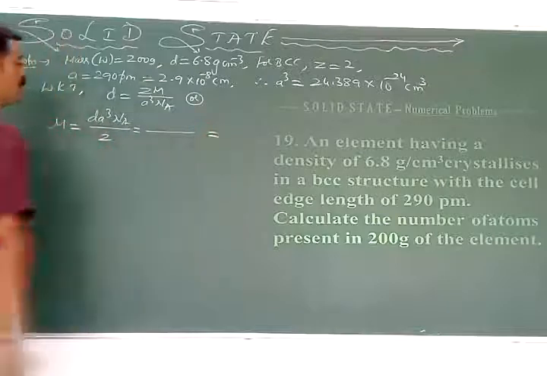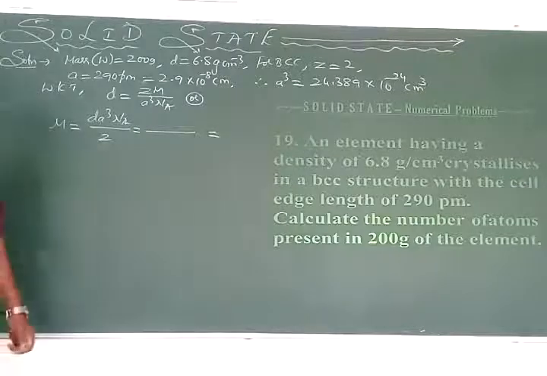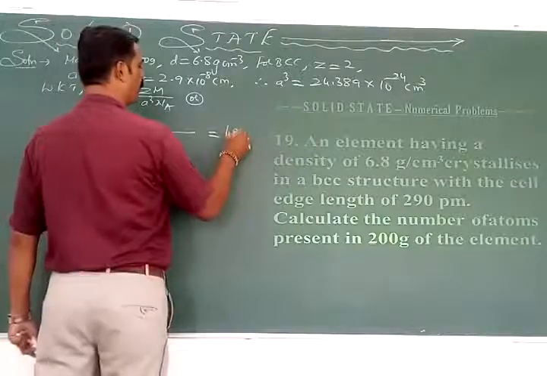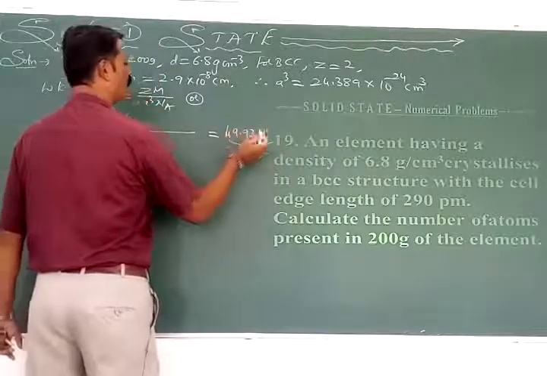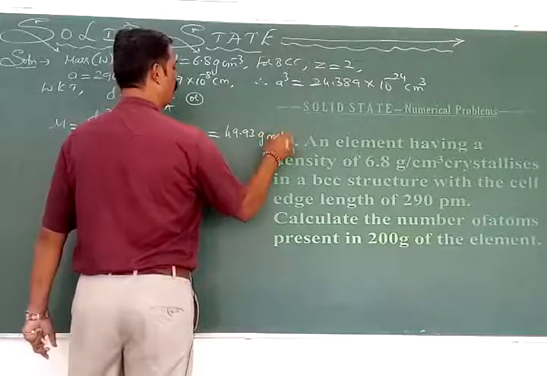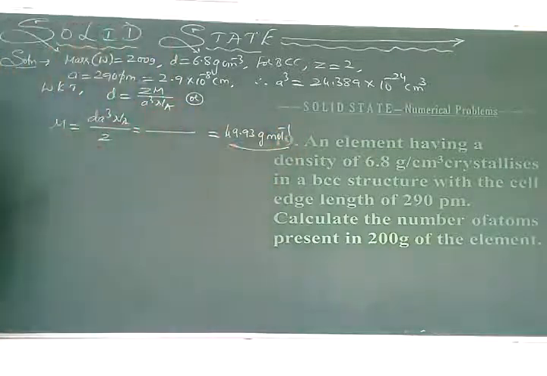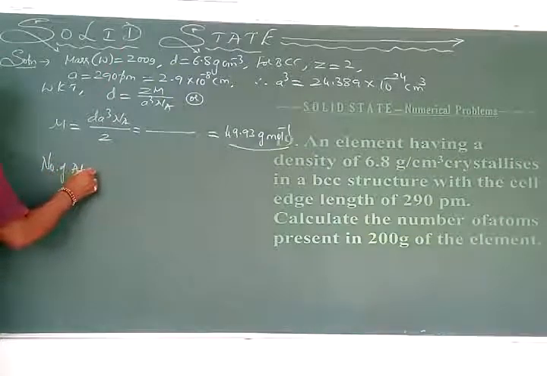Substitute yourself and I will write only the molecular mass of that, and the molecular mass of that one is going to be 49.93. 49.93 in terms of which one? Gram per mole. Okay. What is this? Molar mass. Next, we need actually the number of atoms.